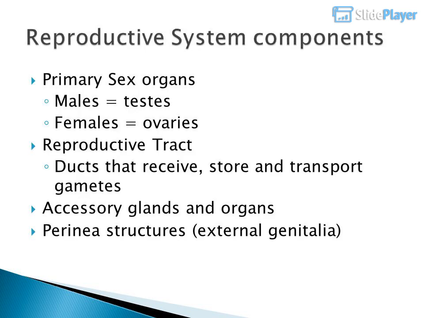Reproductive system components. Primary sex organs: males equals testes, females equals ovaries. Reproductive tract: ducts that receive, store and transport gametes. Accessory glands and organs. Perineal structures, external genitalia.